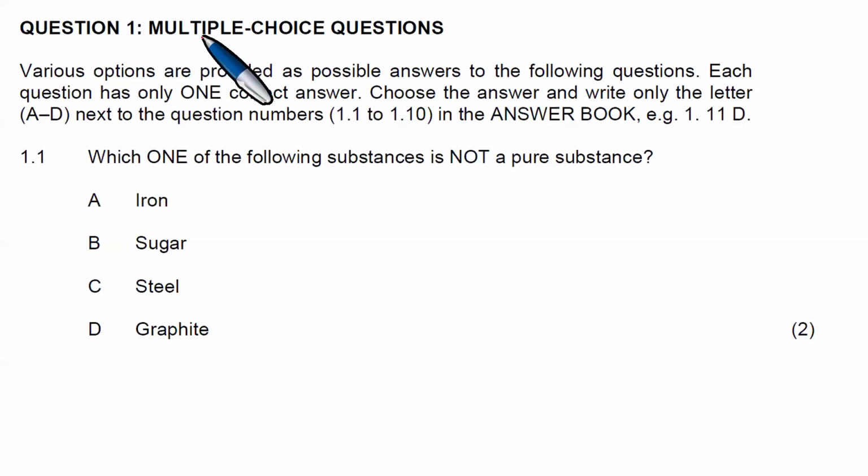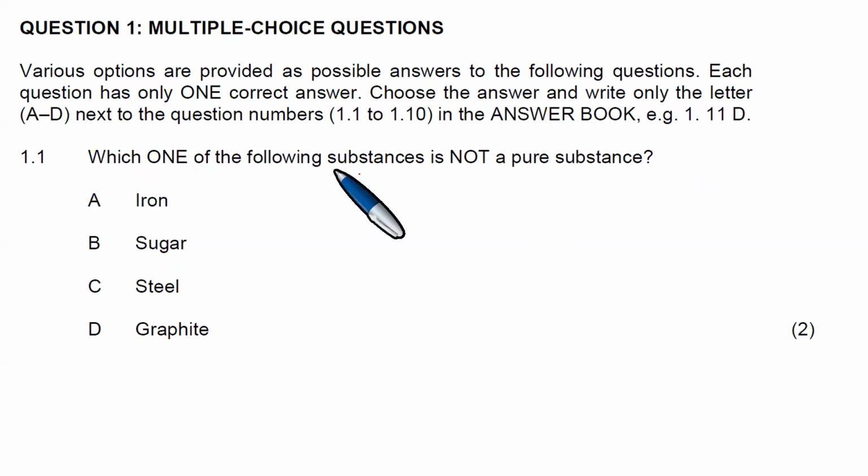Question 1 is a set of multiple choice questions. Various options are provided as possible answers to the following questions. Each question has only one correct answer. Choose the answer and write only the letter A to D next to the question numbers 1.1 to 1.10 in the answer book. For example, in 1.11, you can just say the answer is the letter D. That's all. So in 1.1, here are the questions.